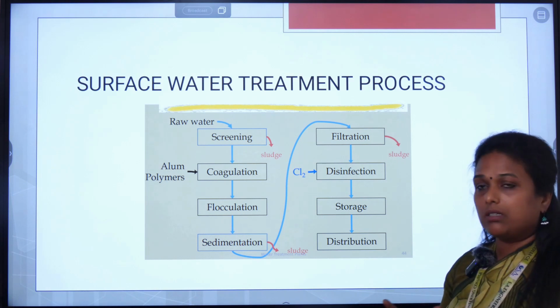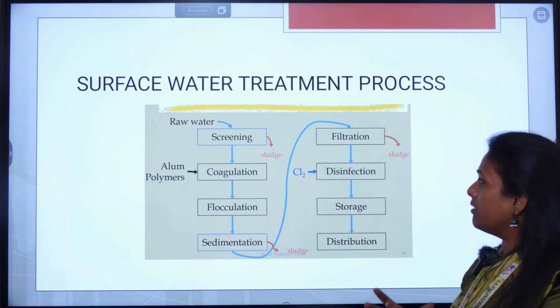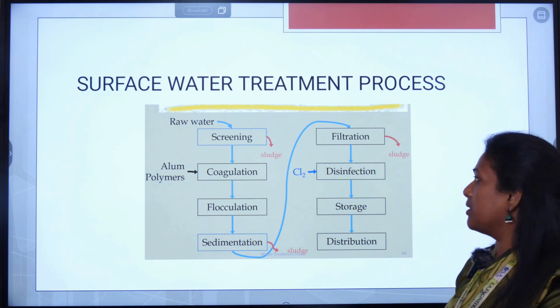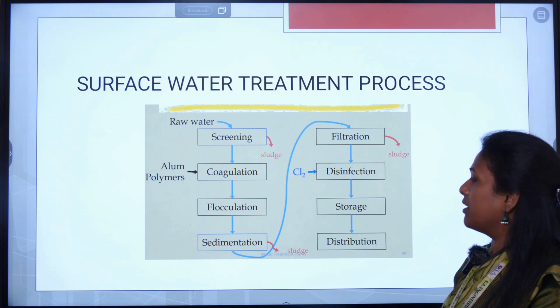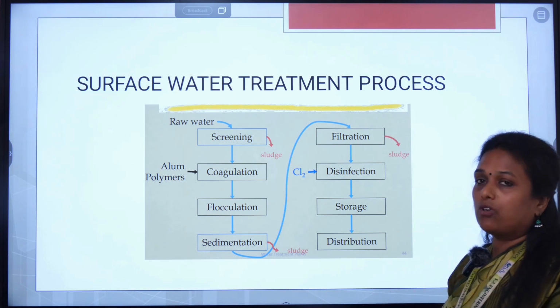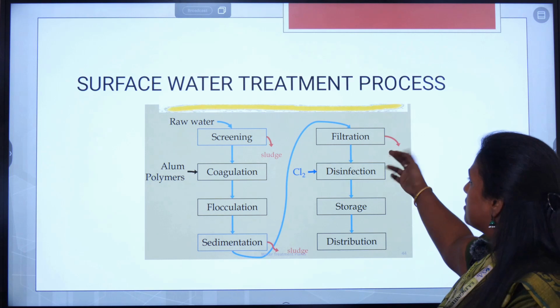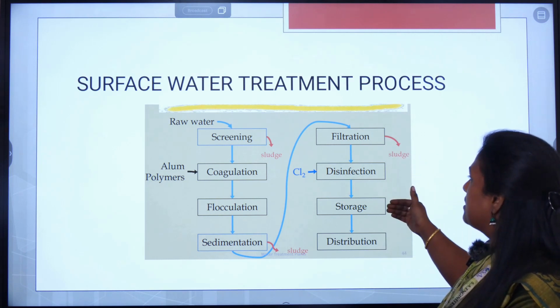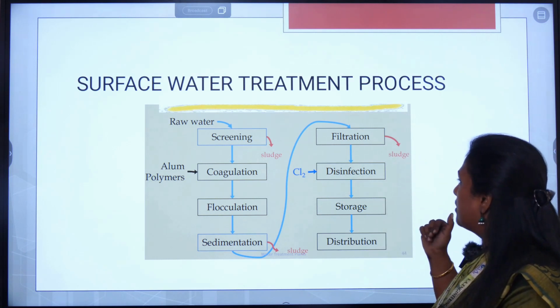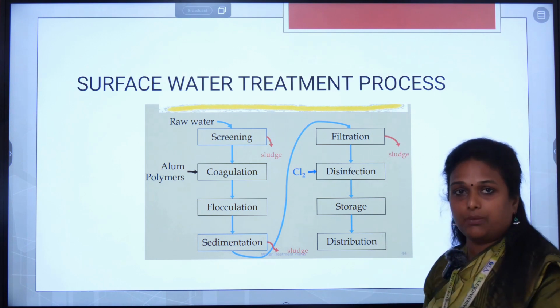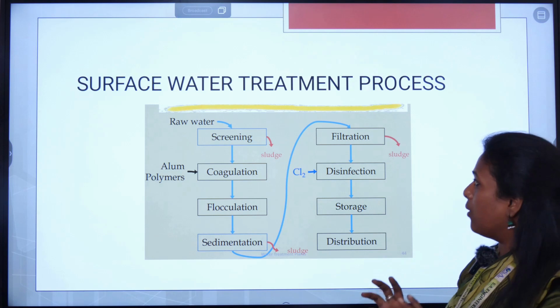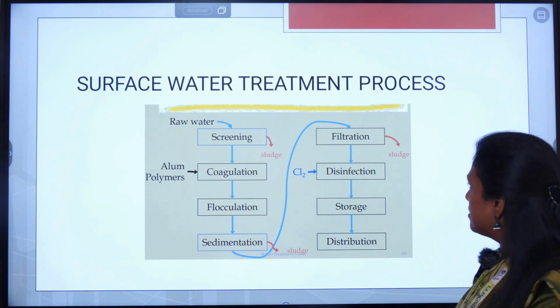So the raw water, the flow goes like this. We are taking the raw water to the screening chamber, and it goes to the coagulation process where we are adding alum. And coagulation is followed by flocculation, and it is followed by sedimentation, and the next process is filtration, and then we are disinfecting the water, we are storing the treated water, and finally we are distributing. So this is the outline of the surface water treatment process.